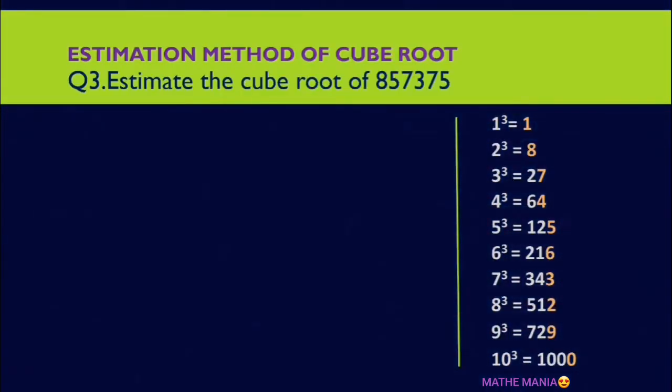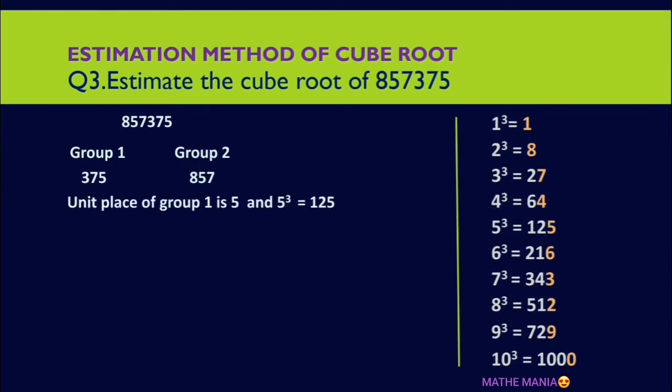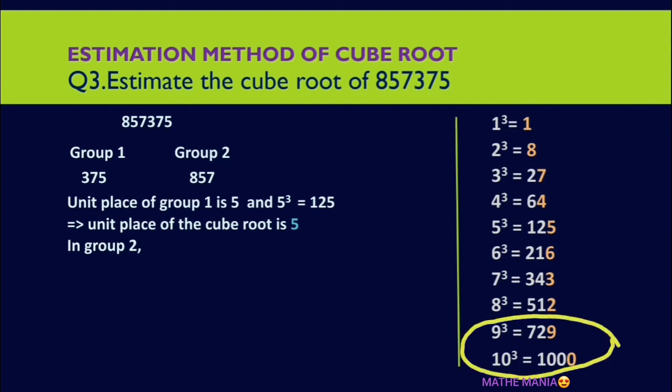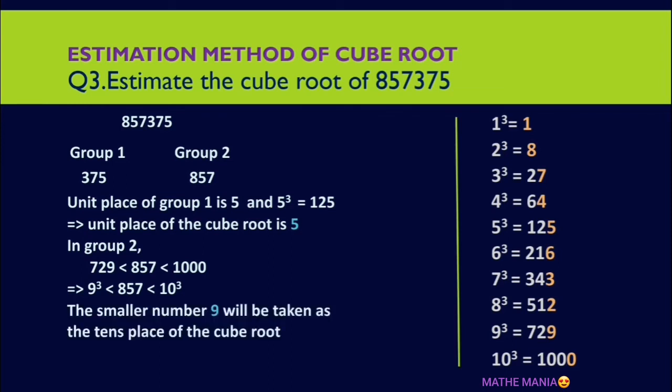Let's try another number. This one is a 6-digit number and the first group contains the number 375, which is ending with 5. So you can easily see that 5 cube ends with 5, and hence we will take 5 as the unit place of the cube root. Looking at the second group, we find that it lies between the cubes 729 and 1000, which means it lies between the cubes of 9 and 10. So we'll take the smaller number 9 as the tens place of the cube root, and this way we get that the cube root of 857375 is 95.